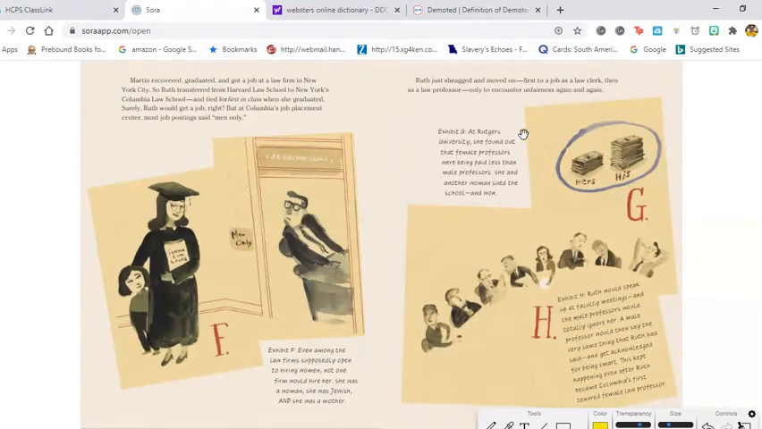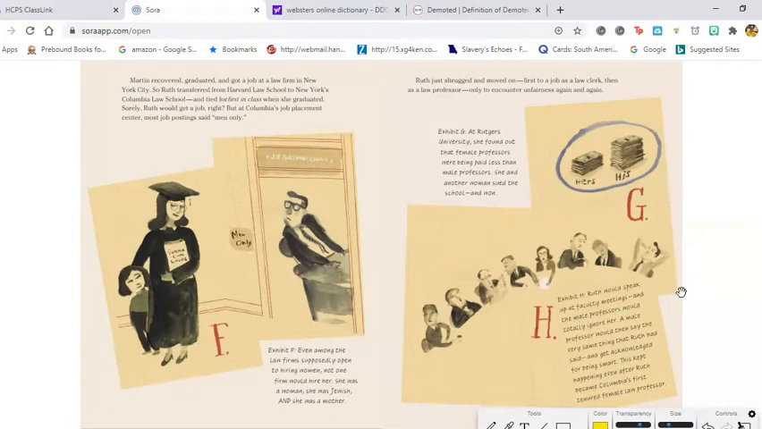Exhibit G. At Rutgers University, she found out that female professors would be paid less than male professors. She and another woman sued the school and won. Her pile, his pile. I love the visual the illustrator gave us on how much money she's making versus how much he's making.